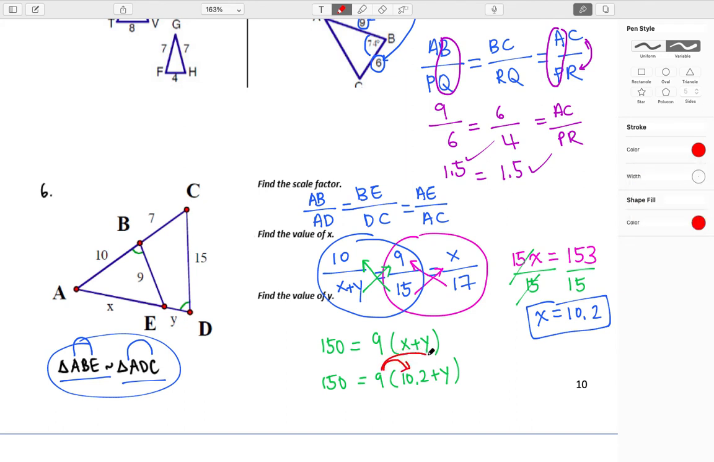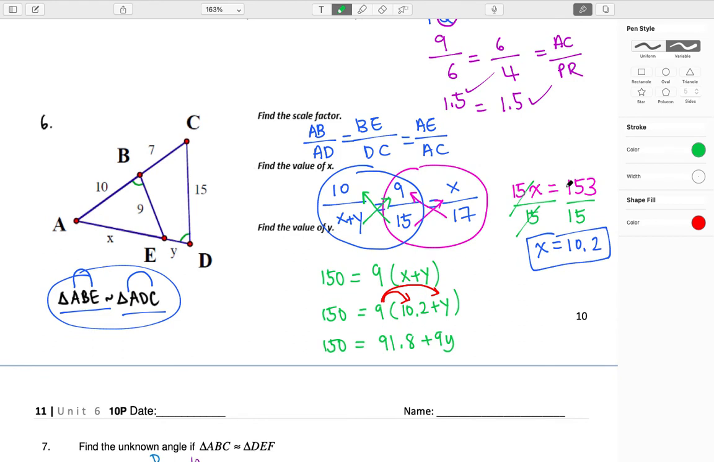Distribute and distribute. So when you distribute, you get 150 on the left side, stays the same. So 9 times 10.2 is 91.8. 9 times y is 9y. Now I'm going to collect the like terms by bringing 91.8 to the other side. So we will be subtracting. So 150 minus 91.8 is equal to 9y. So that will give me 58.2 equals 9y.